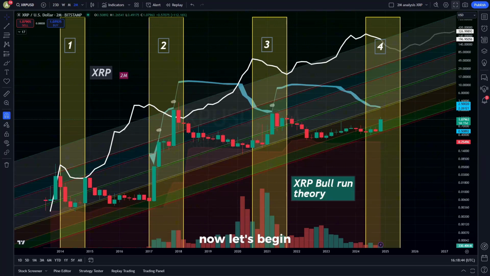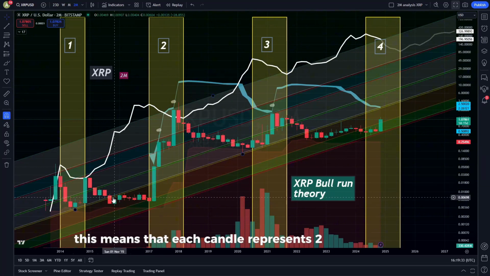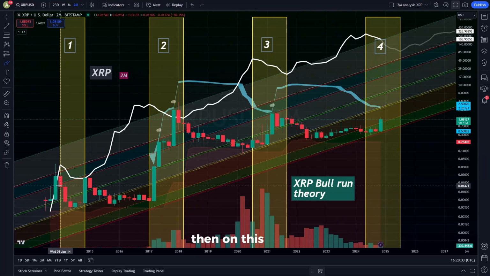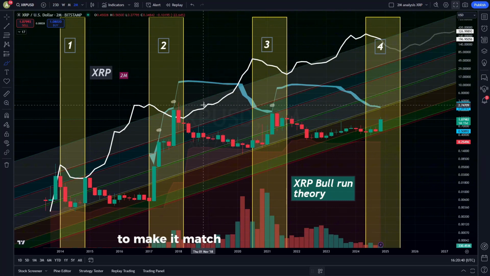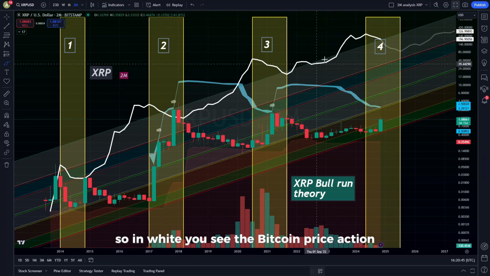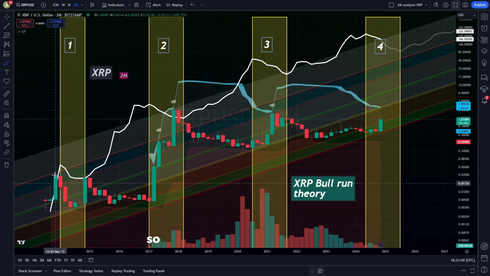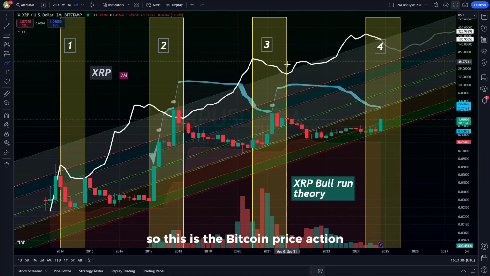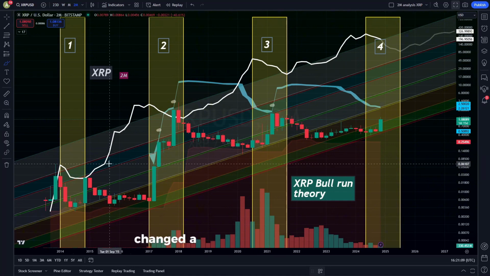Now, let's begin. If you've been a long-time subscriber, you know that this chart is a 2-month chart. This means that each candle represents 2 months of XRP. Then on this chart, you have the Bitcoin overlay in white. This means that I used an offset to make it match with the XRP price chart. So in white, you see the Bitcoin price action. And why do I do this? This is the Bitcoin price action that I changed a little bit to make it match the XRP price chart.